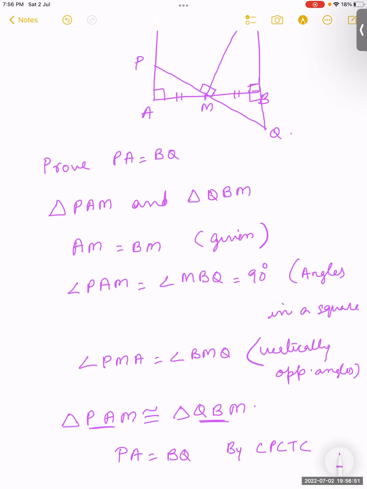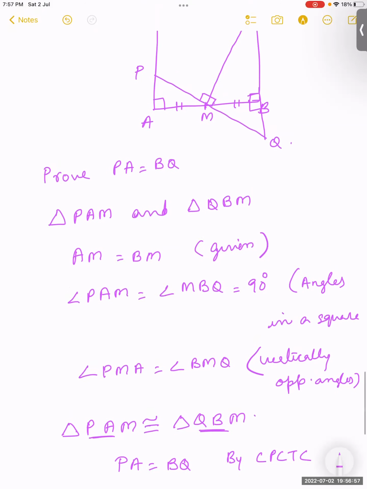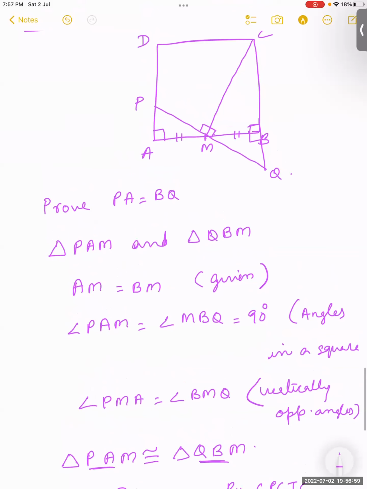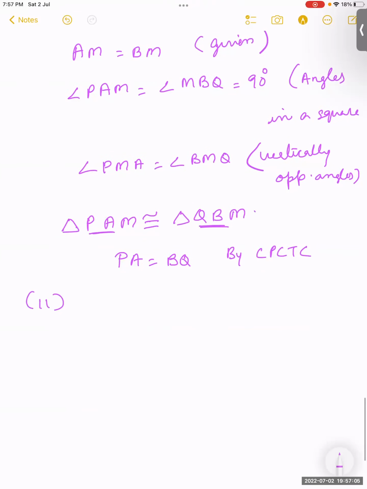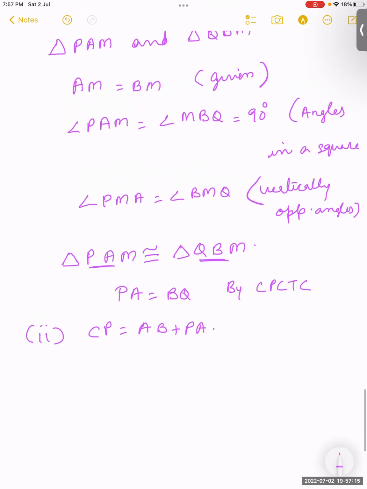What is the second part saying? What is CP? Oh, okay. CP is like this, you have to connect. I did not connect that. Okay. The next part is CP is equal to AB plus PA. How will you prove that? CP is AB plus PA.